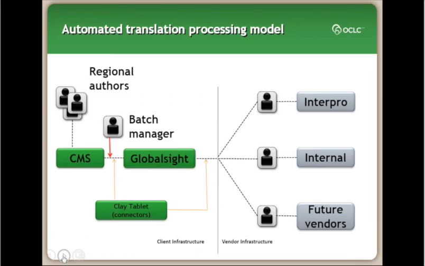Now, this is a model of our automated translation process. And what really drove us in setting up this particular model is we wanted to be able to choose our agencies now and future separate from the provider of the TMS. So we're connecting Adobe AEM to GlobalSite through Clay Tablet connectors that then can go out to our regional agency, our internal translators, and anybody we choose to contract with in the future.